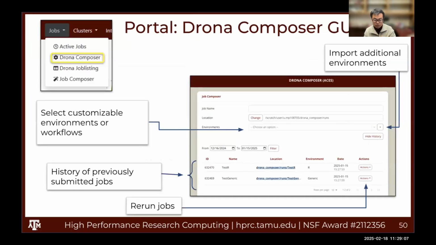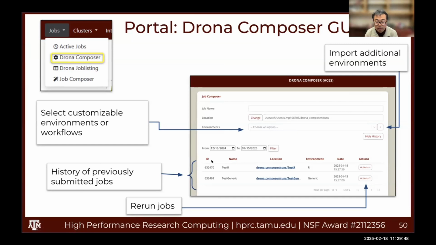For here, there are some screenshots for the Jonah Composer GUI. For example, here, they can just specify the job name and the location and the environment. For example, they can select customizable environments for their workflows. For example, they can choose either Python, R, or some other AI environment as well. Like Richard, we have saved some container images, and I have put some of this in the environment list as well. But it's not public yet. I will just show how it works.